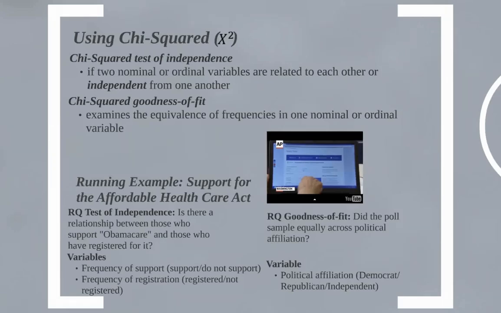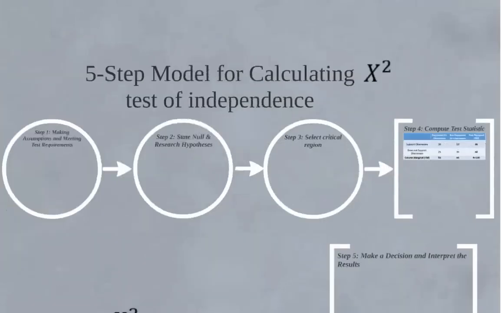So now, using this as our running example, I want to get into calculating both the test of independence chi-squared as well as the goodness of fit chi-squared. We'll go through each of these steps for both of them. So let's start first with calculating the chi-squared test of independence.